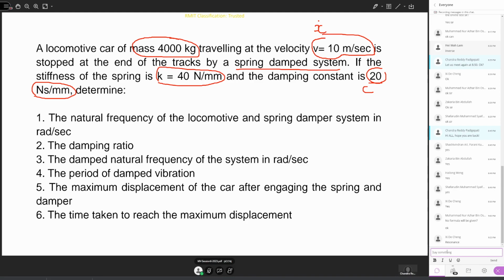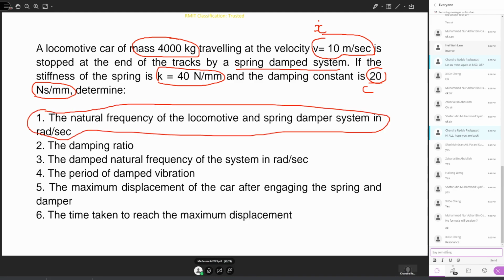The first thing is to calculate the natural frequency of the spring damper system in radians per second. Guys, can you calculate and let me know your answer? Omega n is square root of K by M. So any answer?